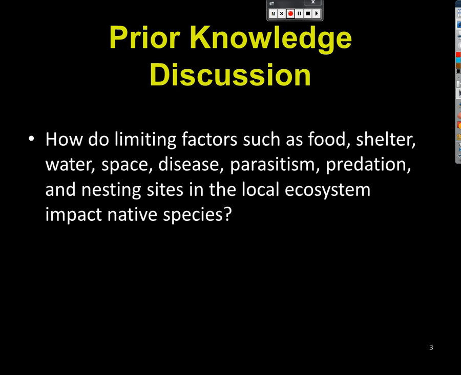Limiting factors are also very important throughout all this. It's a very, very important term. Food, shelter, water, space, those are just some examples of limiting factors. Now, limiting factors can have an impact on a species throughout an ecosystem. So it's also very important to understand how that can occur as well, and we'll go through some of those as well.